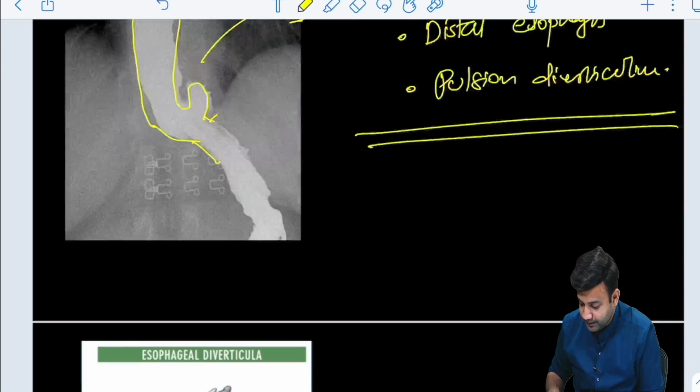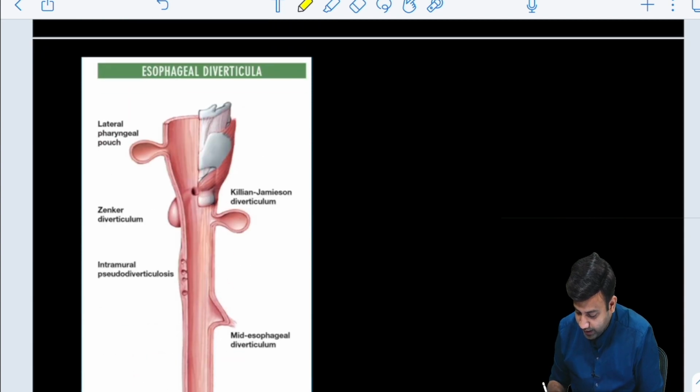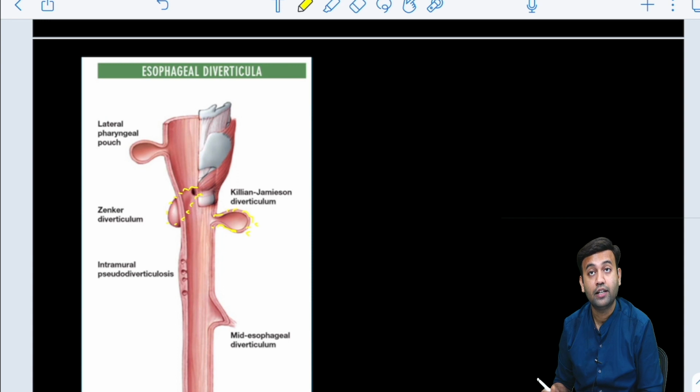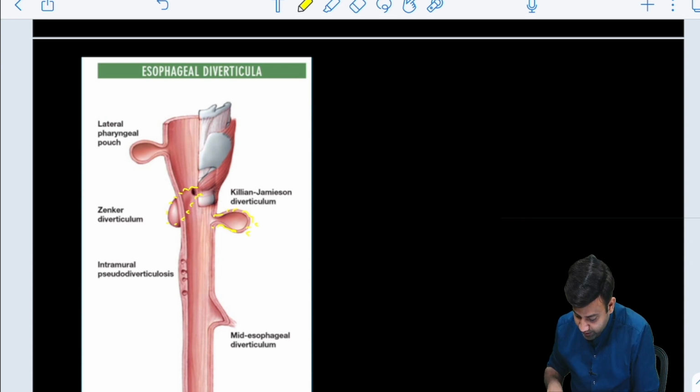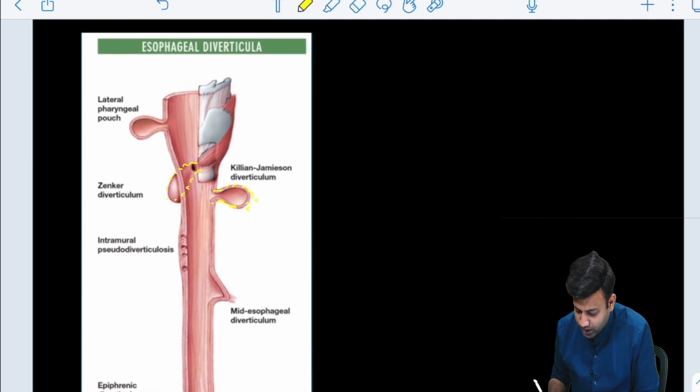A quick revision: Zenker's diverticulum goes posteriorly, and it is above the cricopharyngeus. Killian-Jamieson comes anteriorly, and it is below the cricopharyngeus. This is an epiphrenic diverticulum, in the lower esophagus. This is the gastroesophageal junction part, so in the distal esophagus it occurs here, above the GE junction. This is the epiphrenic diverticulum. There can be other diverticula also, that is the mid-esophageal diverticulum.